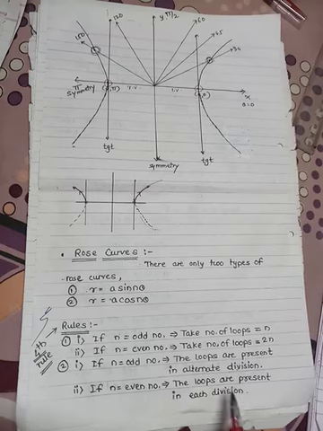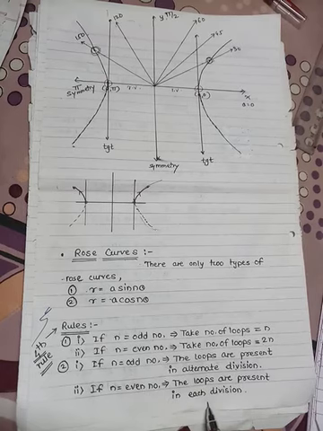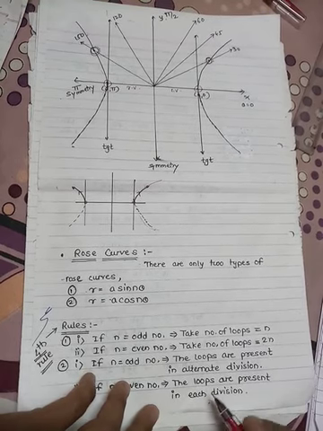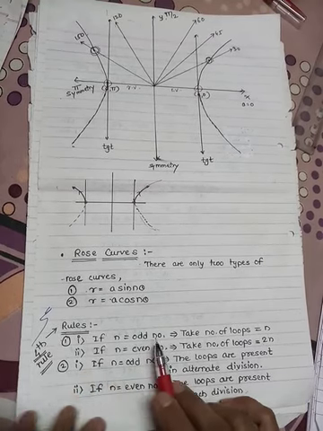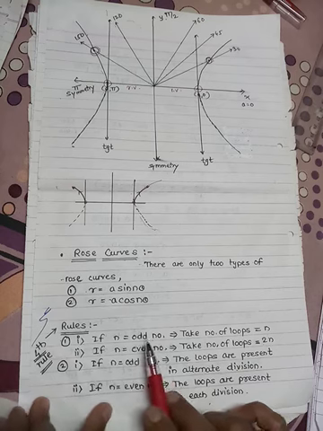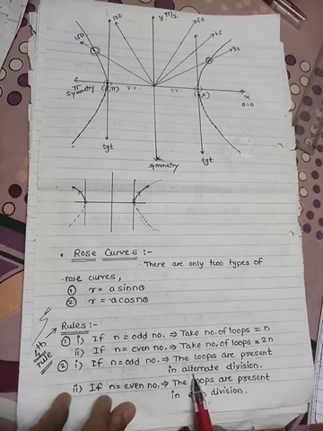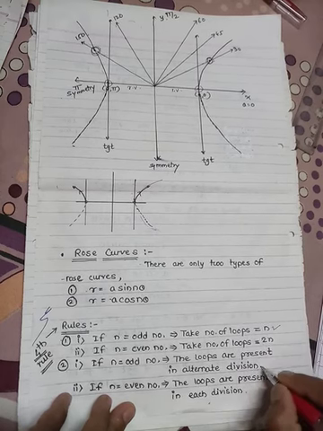If n is an even number, then loops are in each division. We have to draw these loops in each division. So what is the condition? If n is an odd number, then number of loops equals n, and these loops are in alternate divisions. These are the same conditions.